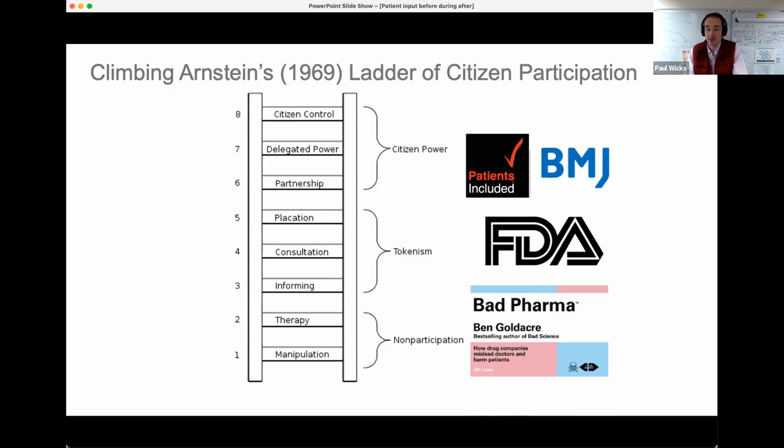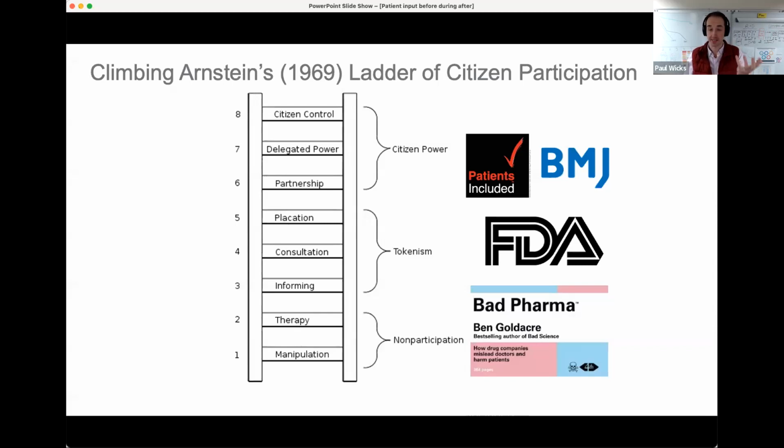So some examples across these. So I would argue that in terms of partnership and delegated power, there are good examples. So for example, the Patients Included movement seeks to get patients themselves involved in the steering committees and on stage and participating at conferences, in medical education, and even in journals. So the BMJ is one of the early participants in that.